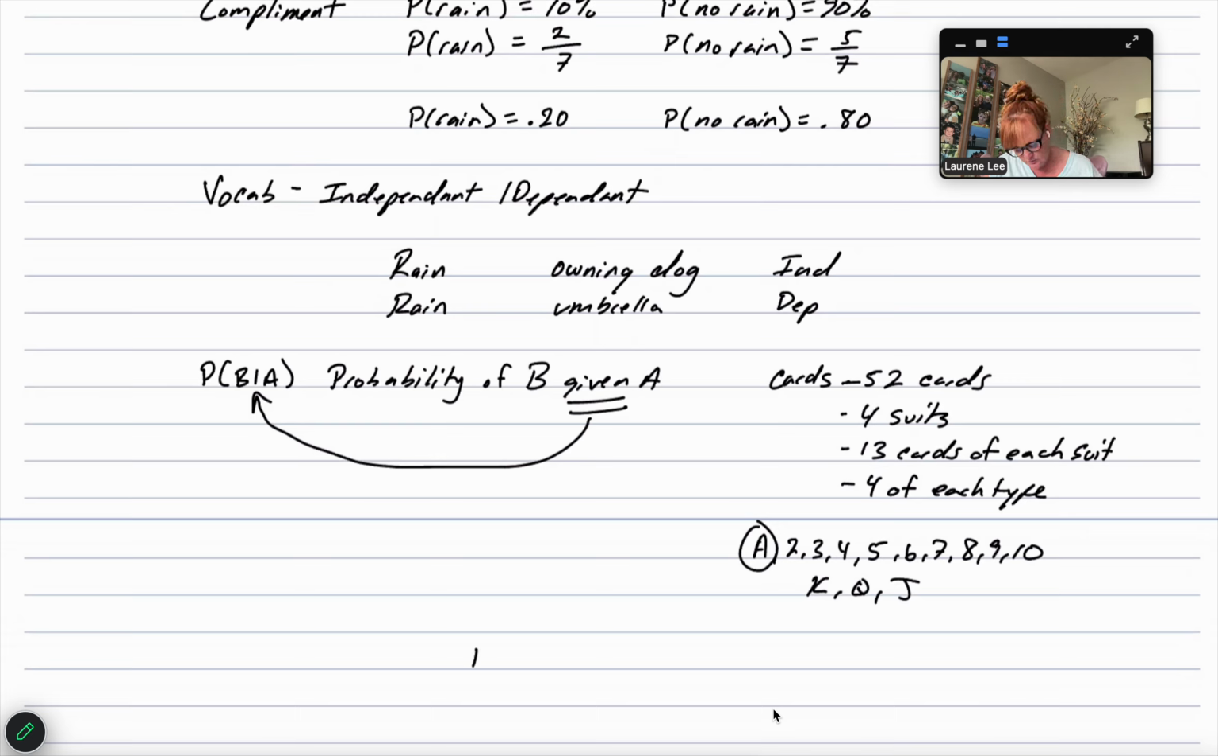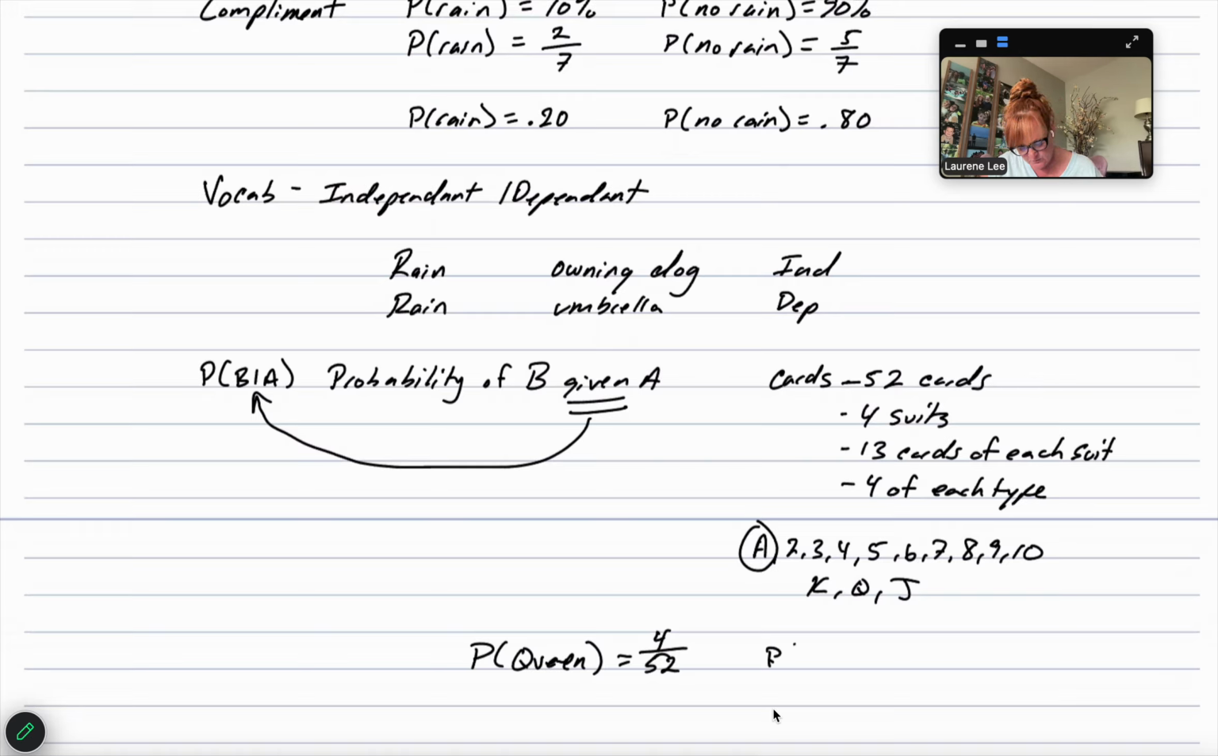So if I ask you, what's the probability of drawing a queen? You would say, how many ways can it happen over the total? Well, there's 4 queens over the total 52 cards. That's your probability of a queen.